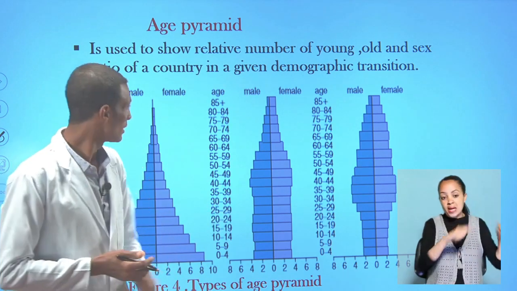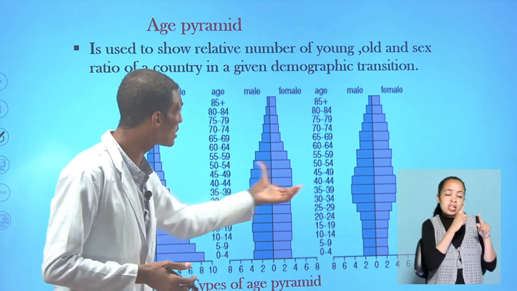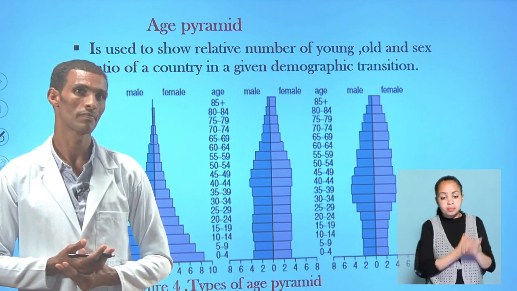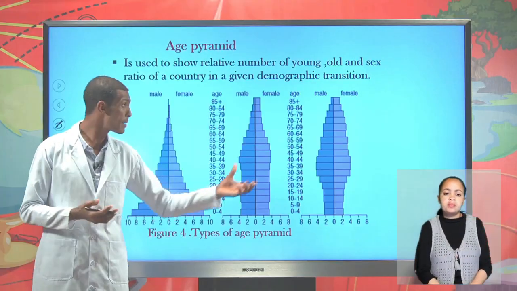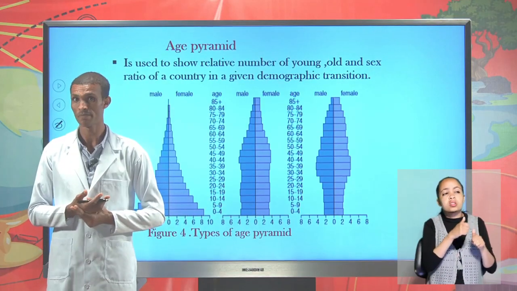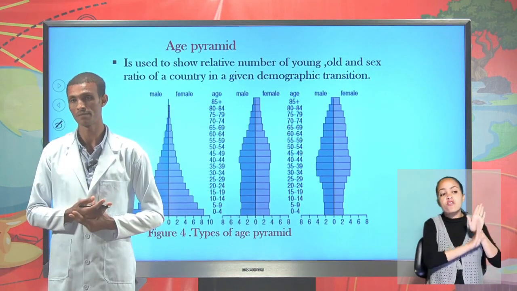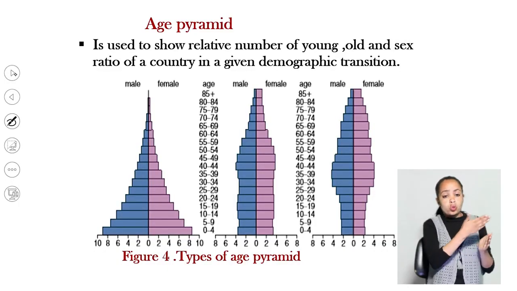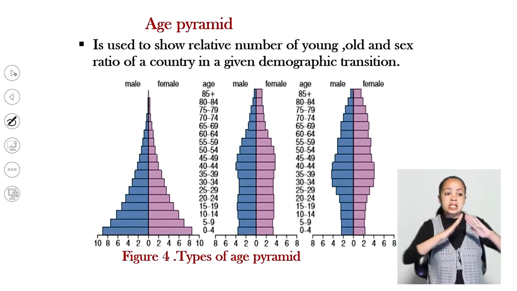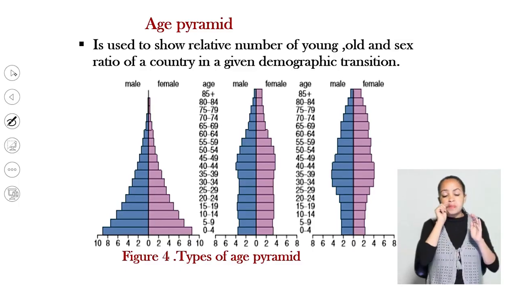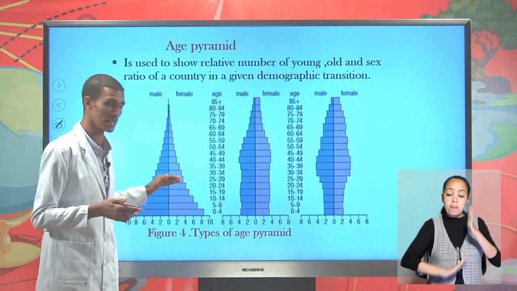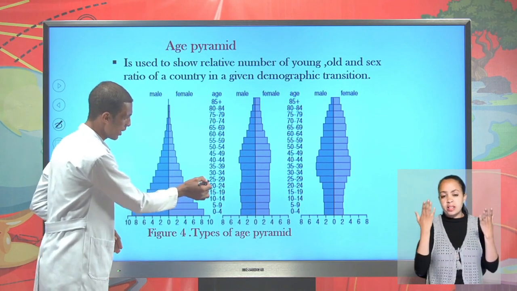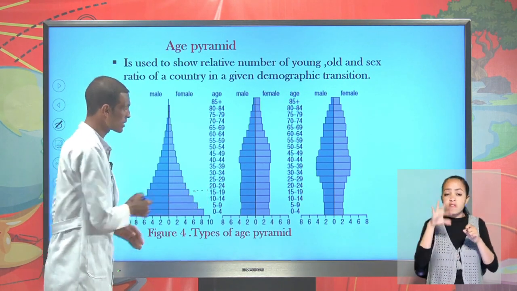Students, do you see a certain difference between these pyramids? Which pyramid may represent Ethiopia or a developing country? This one is considered an expanding pyramid. The bottom is expanding here. The number of births is greater here. The age group found around here is much higher.